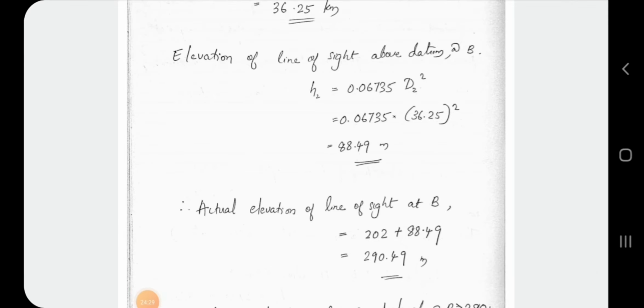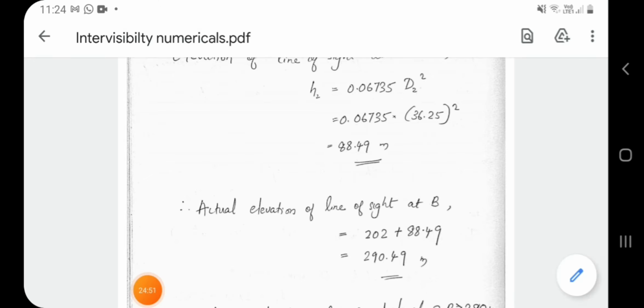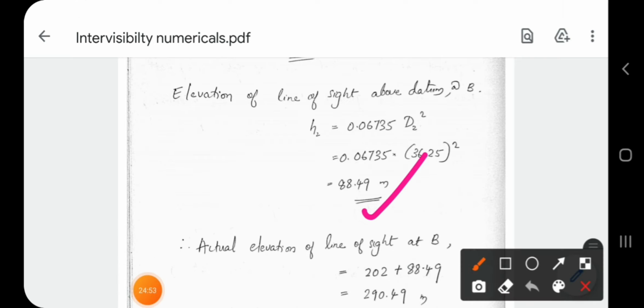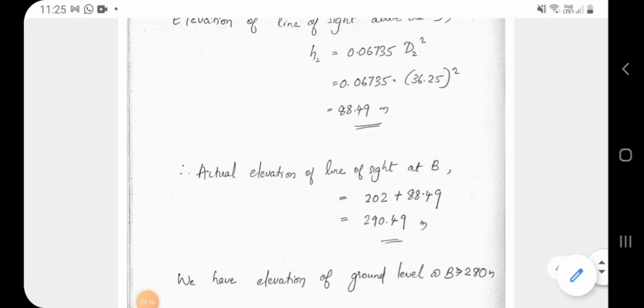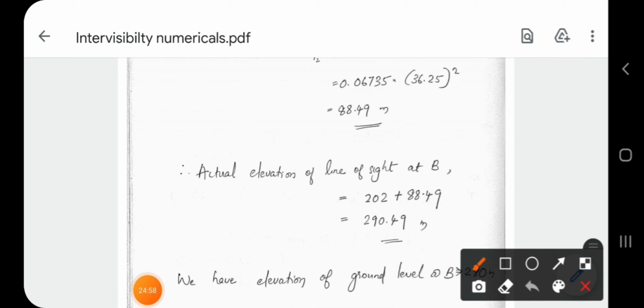So now you can understand the difference between the first and second question. In the first question, we are taking the direct elevation values, but in this question we are taking the 202 meters as the datum, and the height measurements are taken from this new datum. Okay, so we got the elevation of line of sight at B as 88.49, and the actual elevation from the mean sea level will be this 88 plus that 202.